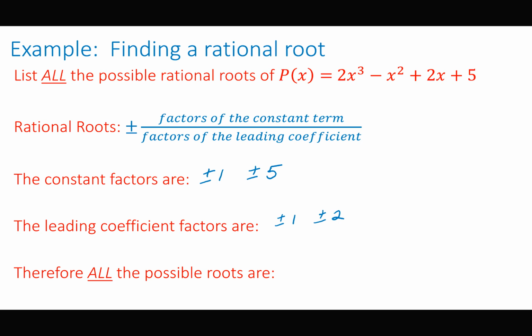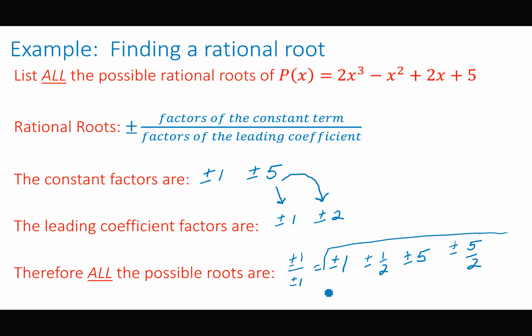Therefore, for all the possible rational roots, I'm going to take my constant divided by leading coefficient. So that would be plus minus 1 all over plus minus 1. So I just write that as plus minus 1. So there's one possible one. And then I'd have plus minus 1 divided by plus minus 2. So I can simply write that as plus minus 1/2. But then I have to do it again. I'm going to do plus minus 5 divided by 1, which would just be plus minus 5. And then plus minus 5 divided by plus minus 2 would be 5/2.